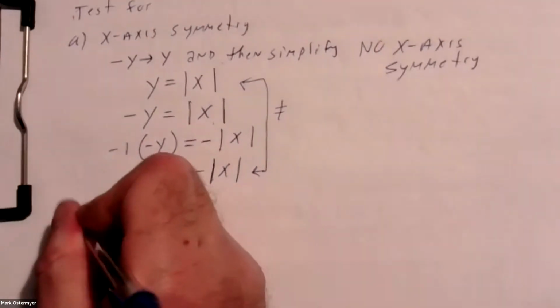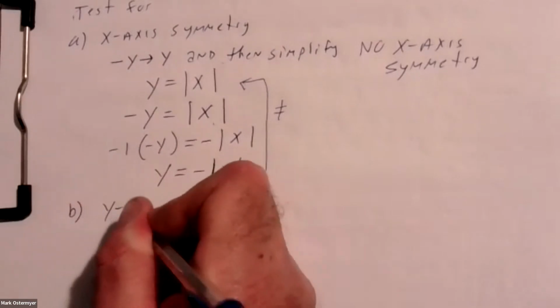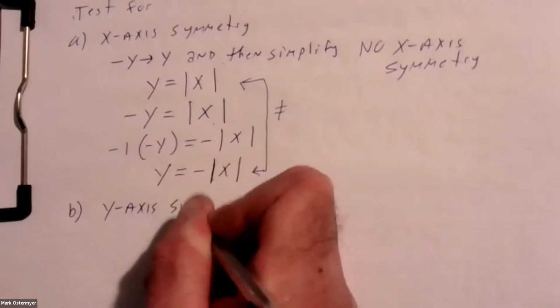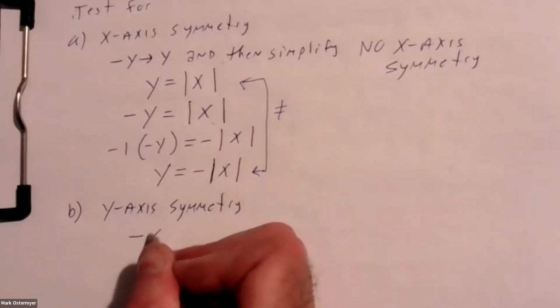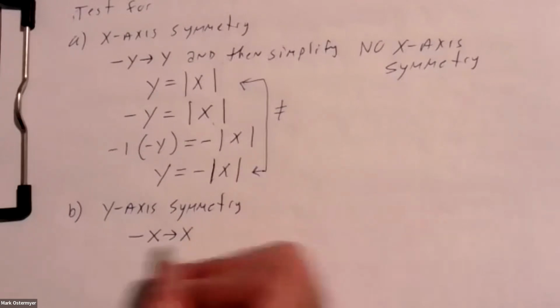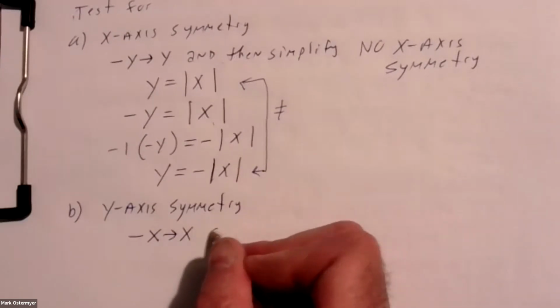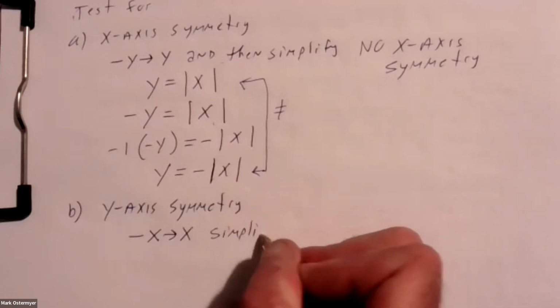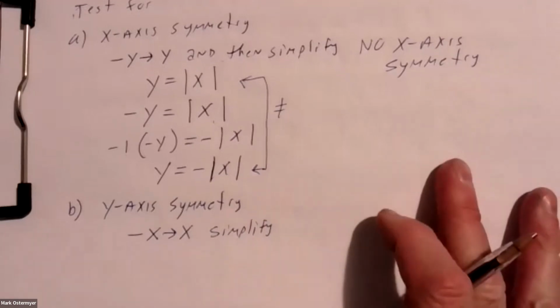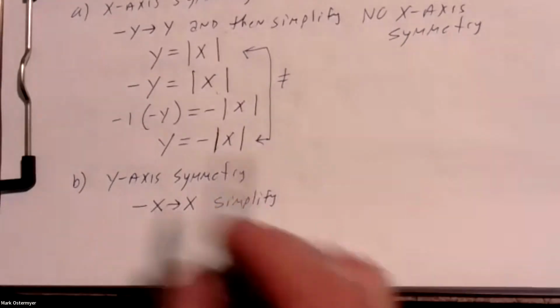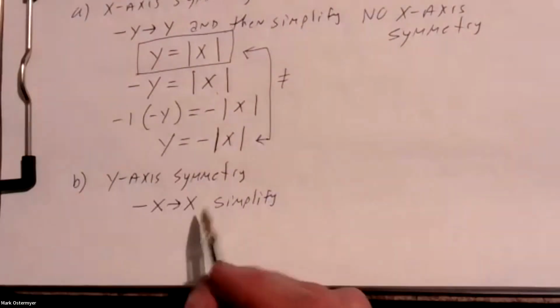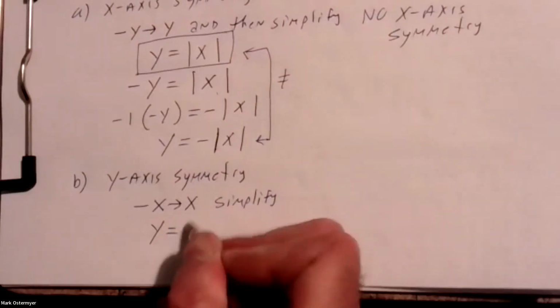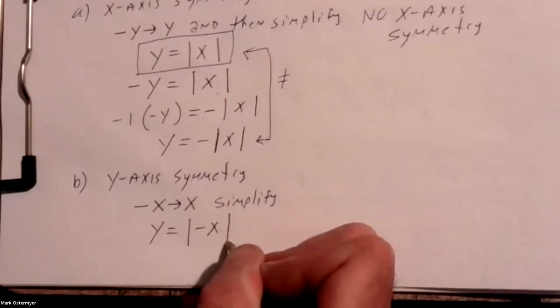All right, in part B, we want to test for y-axis symmetry. To do so algebraically, I'm going to replace x with negative x, and then simplify, trying to get back our original equation. So let's take our original function and replace x with negative x. In goes negative x for x.